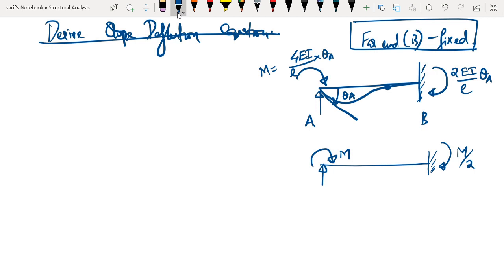So this kind of moment we call carryover moment. Okay, this kind of moment which gets induced at the far end or the fixed end, we call carryover moment, and that carryover moment is half and has the same direction as the moment that is applied here. Imagine if you applied it in the anti-clockwise direction, the moment that will get induced here will also be anti-clockwise.